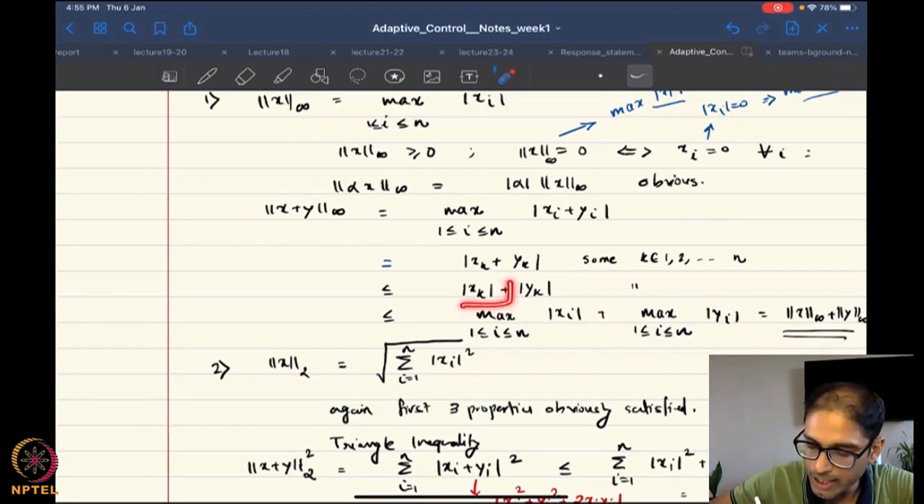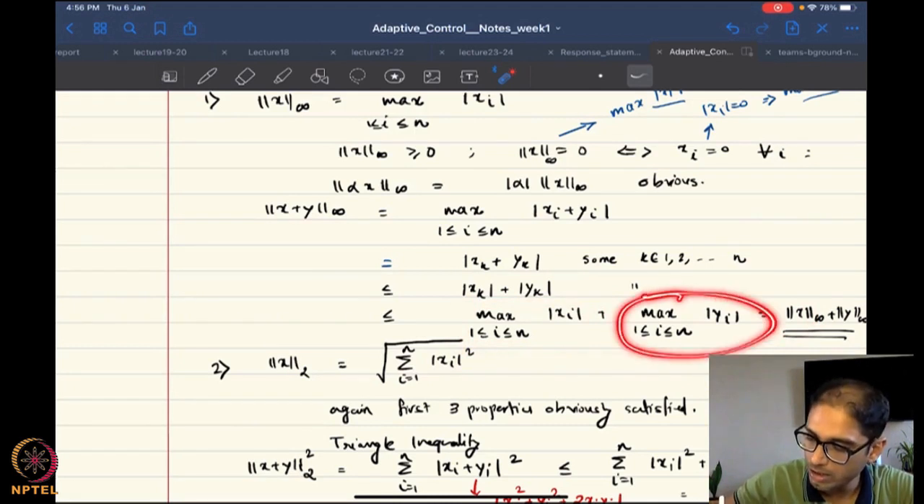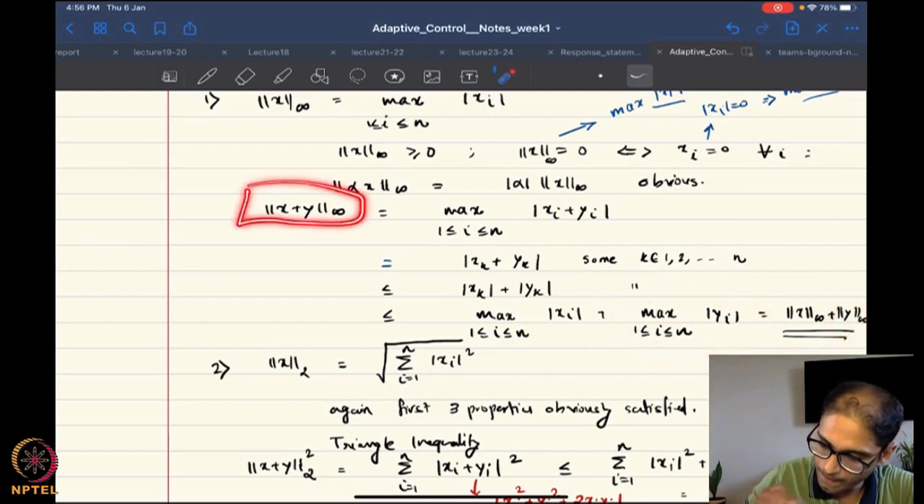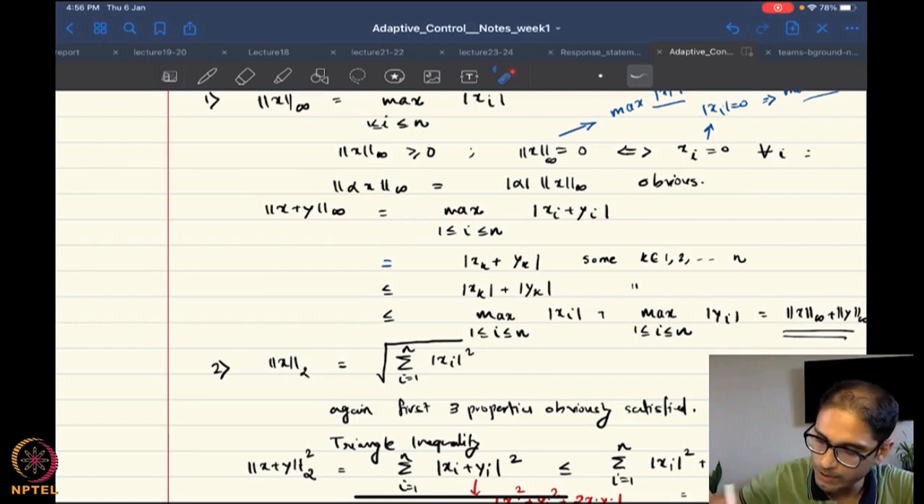Because if I take any xk, arbitrary for some arbitrary k in 1 to n, and I take its absolute value, it has to be smaller than if I take the max over all possible such k's, which is what this is. And it's now evident that this quantity is the infinity norm of x, and this quantity is the infinity norm of y. So we started with this, we did a lot of inequalities, and we have proven that the infinity norm of x plus y is in fact less than or equal to the infinity norm of x plus the infinity norm of y. So that's the end of the proof.